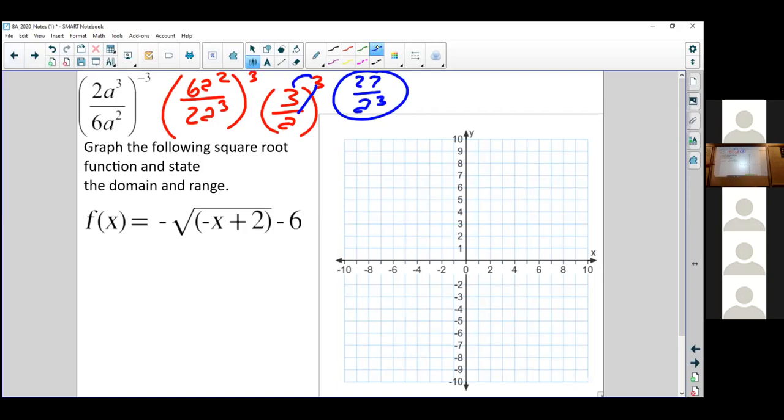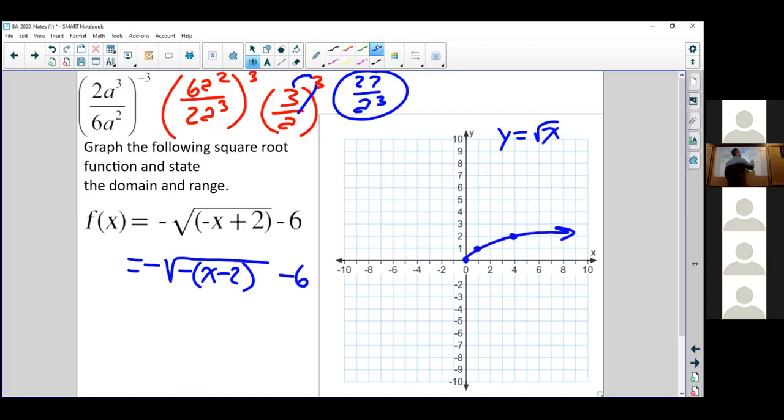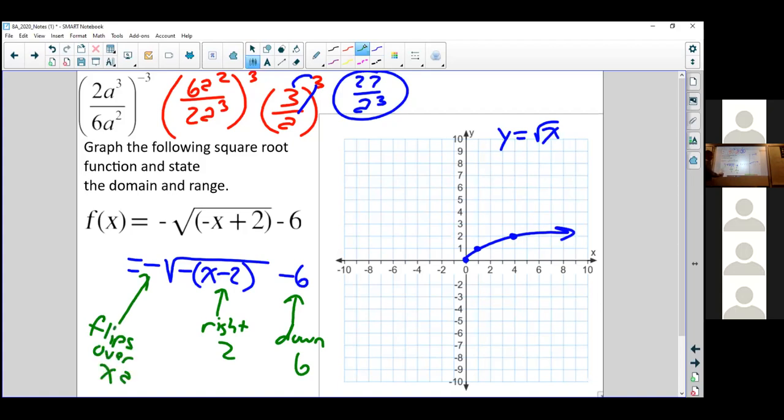Okay. Now here's our problem. We're going to have a flip over the x and a flip over the y. But before I start this problem, I want to factor out the negative. I'll put that in parentheses, so x minus 2 and then minus 6. Things that are going to take place on this problem: let's draw our parent function first. Our parent function looks like this. So let's manipulate that parent function. That goes right 2. That goes down 6. This flips it over the x-axis. This flips it over the y-axis.